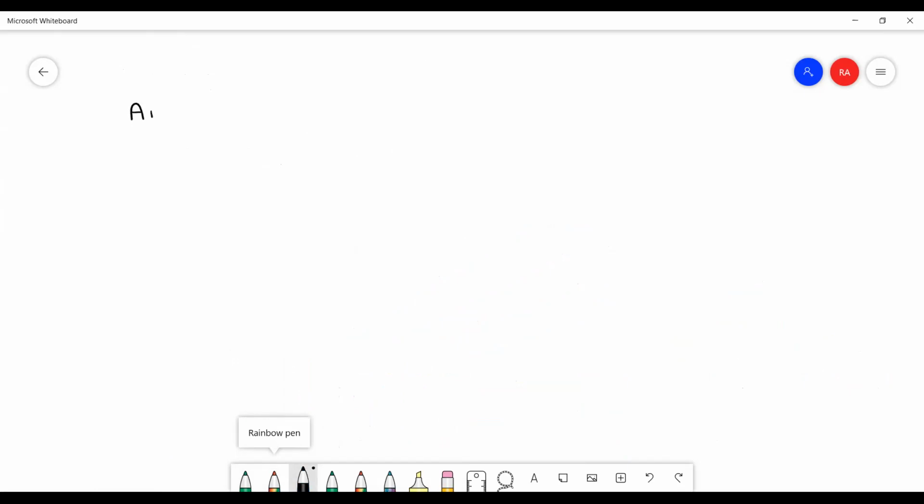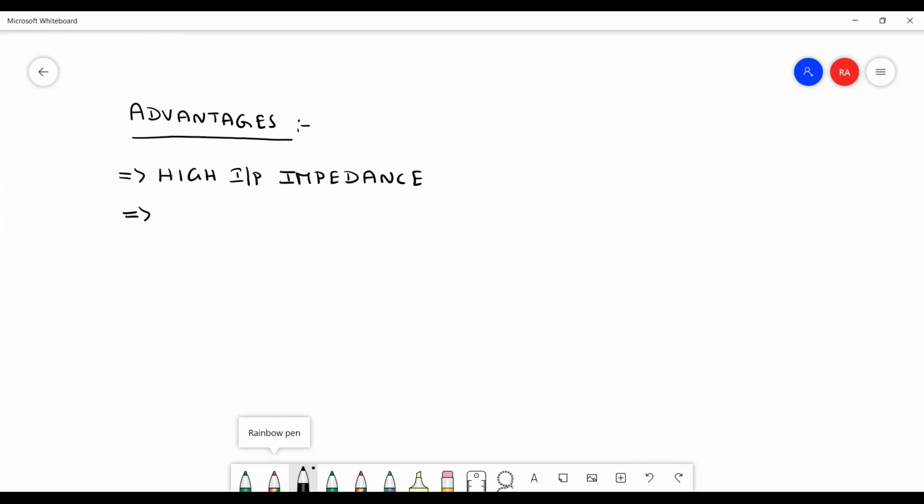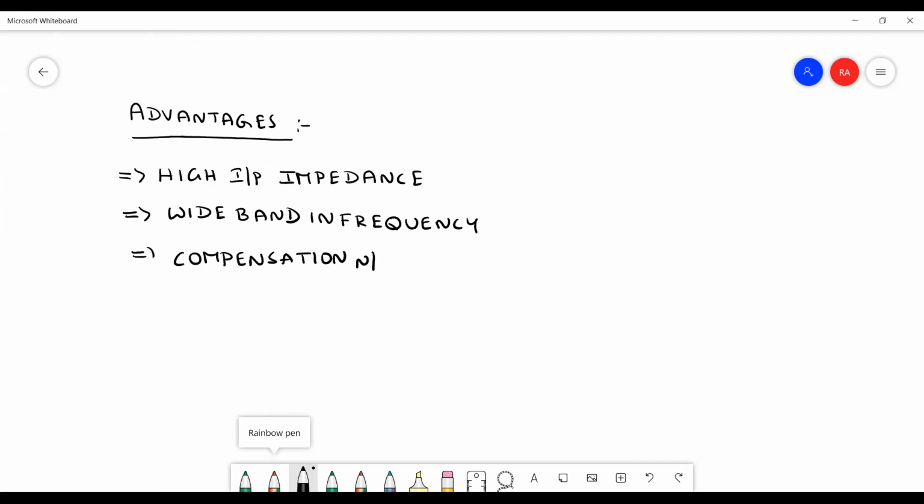So here, what are the advantages? This folded dipole antenna has very high input impedance, and is wideband in frequency. So it is used in compensation networks.